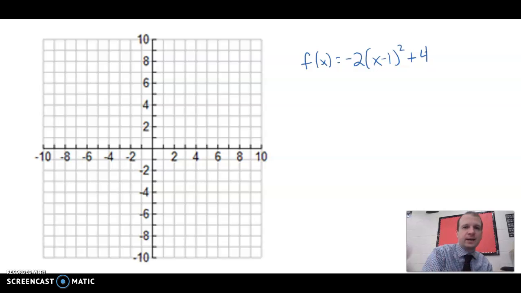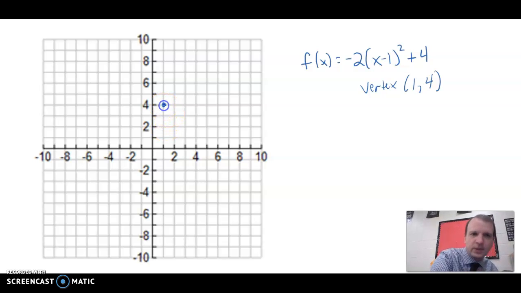The vertex I can find from the equation right here. The quantity that's in parentheses, the x minus 1, will tell me the x-coordinate of the vertex. And it's going to be the opposite of whatever number is there. So because it's a minus 1, my vertex is going to have an x-coordinate of 1, and my y-coordinate will be the number that's right here. That's representing the vertical shift of the quadratic function. So the vertex will be at (1, 4). So I'm going to go ahead and put a point there as a reference because I know that that's where I'm going to need to be.